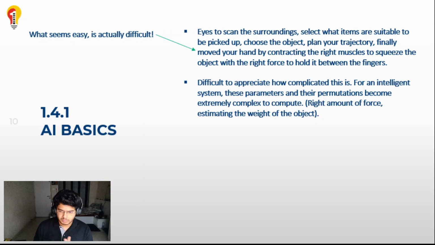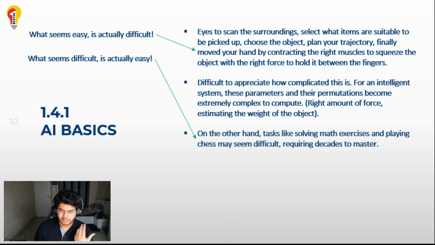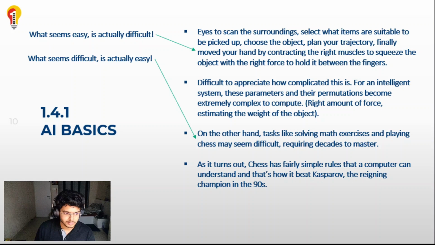But on the other hand, what seems complicated to us, like playing chess and solving complex math problems, is actually pretty easy for a machine to compute. The reason is that a machine is able to easily apply strategy and rule-based solutions, and that is how an AI system beat Garry Kasparov, who was the reigning chess champion in the 1990s, so long back.